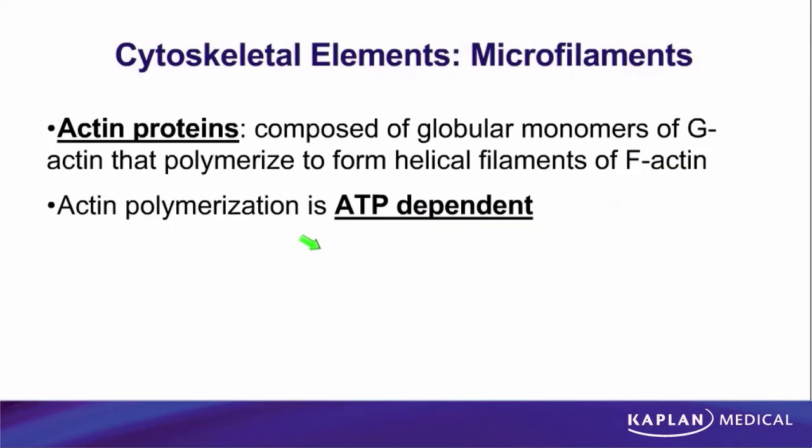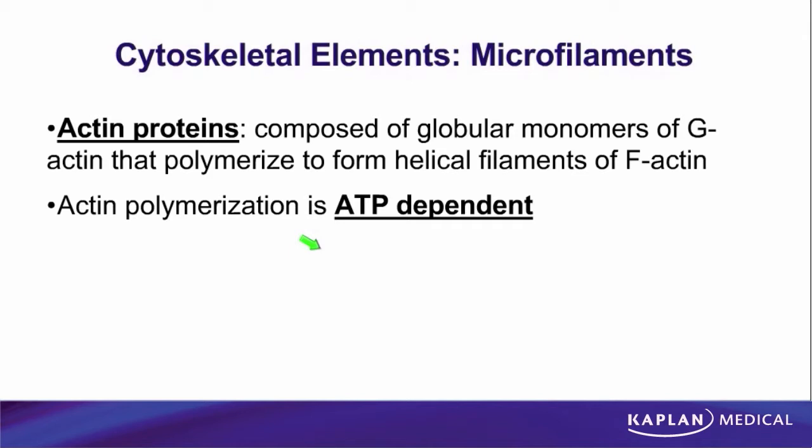Okay, let's now turn our attention to things that are inside these epithelial cells, the so-called cytoskeletal elements that are found inside the cytoplasm of these cells. And there are going to be three kinds of cytoskeletal elements. They're going to be called microfilaments, intermediate filaments, and microtubules.